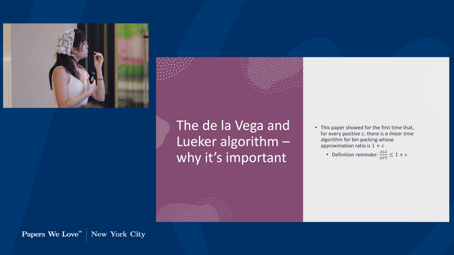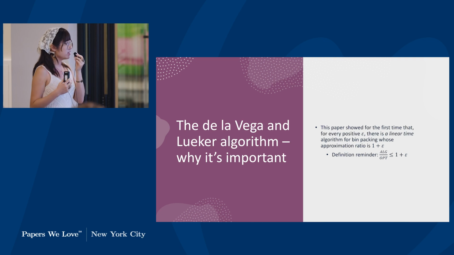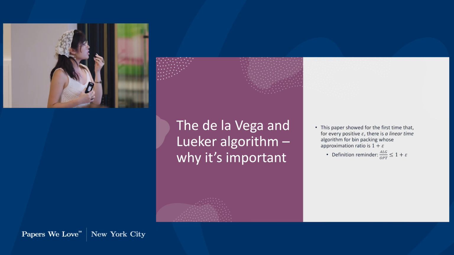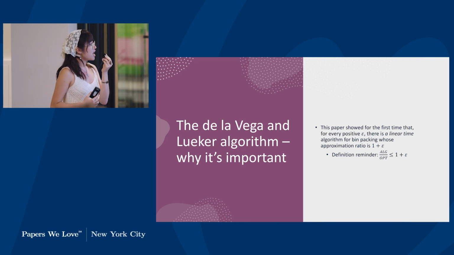So now we want to talk about why the Vega and Lueker algorithm is important, the paper I'm presenting today. This paper showed for the first time that for every positive epsilon, no matter how small epsilon is, could be 0.4, 0.1, 0.002, there exists a linear time algorithm for the bin packing problem. And you can get an approximation ratio of 1 + epsilon, which can be really close to 1.